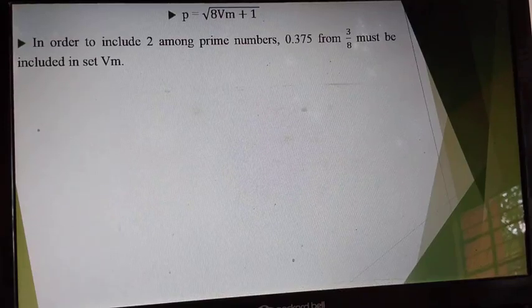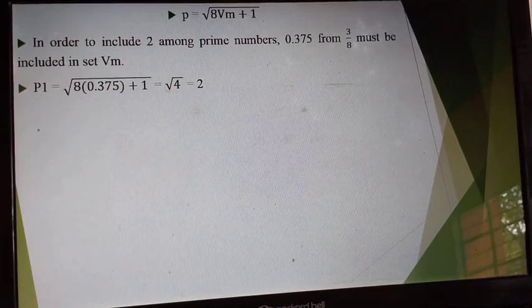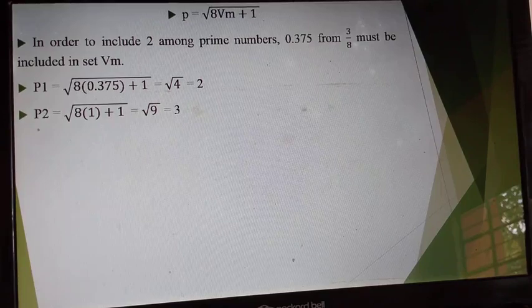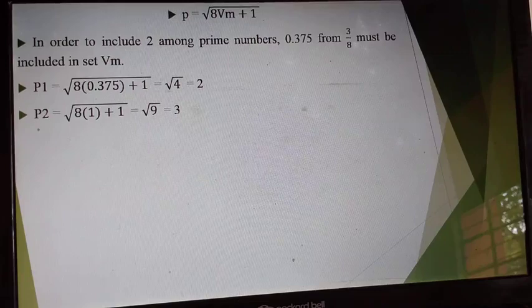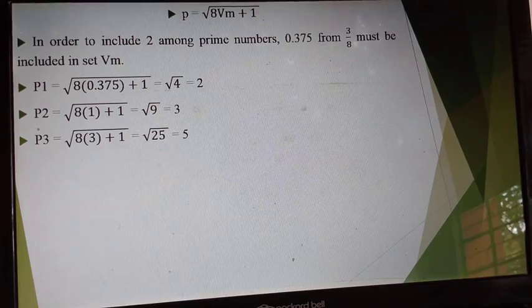So we are using this formula as a function. Then in order to include 2 among the prime numbers, 0.375 must be included. So let's see, the first prime number P1, we substitute Vm with 0.375. We'll have 4, then the square root is 2. To get the next prime number, we get the first special triangular number from the set of triangular numbers, which is 1. Then when we do everything, we have 9, and the square root of that is 3. The next special triangular number is 3. When substituted here, we have 25, and the final result is 5.